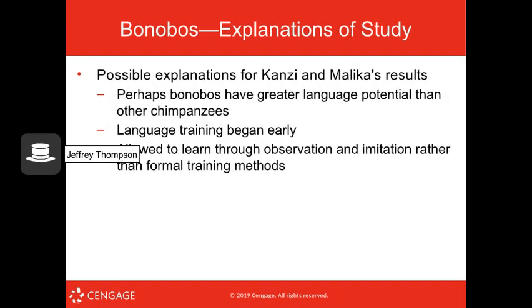So with every study, when you're getting different results, then you always have to look at the possible explanations for why you got different results. It could be that bonobos have superior language skills in comparison to chimpanzees, but it could also be that the bonobo training began early in language.